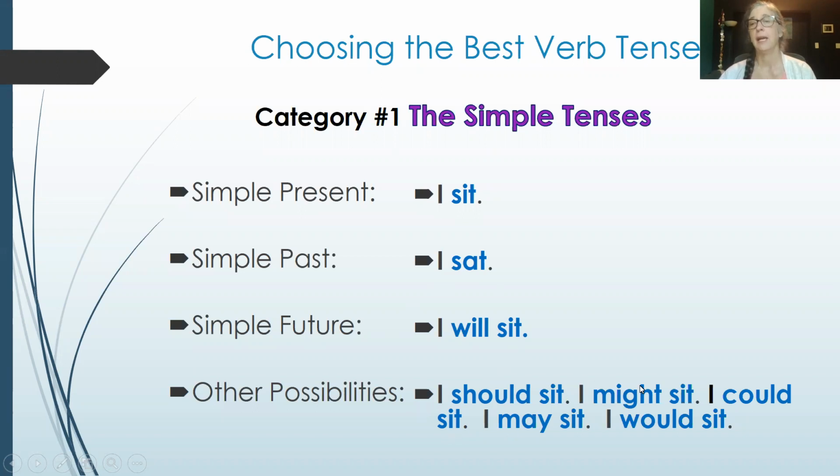Now, what I want you to notice, Joey, is when we create possible time or uncertain time, we use the basic form of the verb sit, and we simply put the modal in front of it. So it doesn't change. It doesn't change to sat, and you don't put should, will, sit, right? So you simply go with the verb sit, and then you put the appropriate modal in front of it.